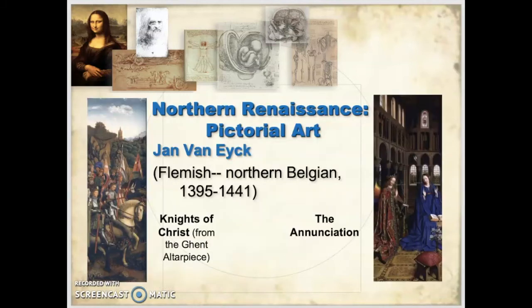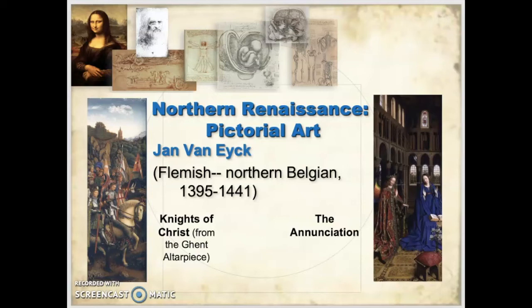Here's an example of Northern Renaissance art. This is Jan van Eyck. I think we would call him Dutch, but really he's Flemish. The Flemish were the southernmost group among the Dutch-speaking people. They today would live in northern Belgium. And you can see that the colors are a little brighter there. The images are a little clearer.